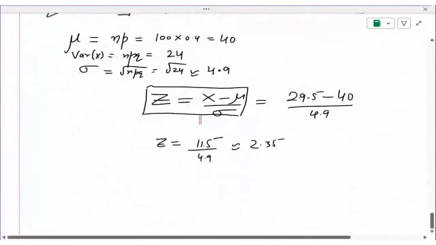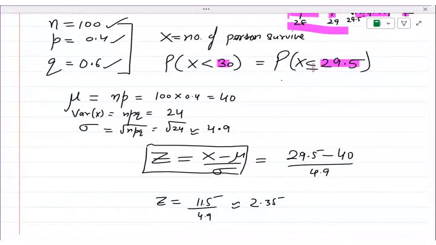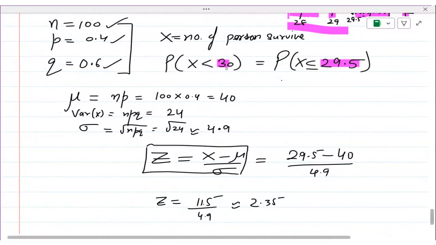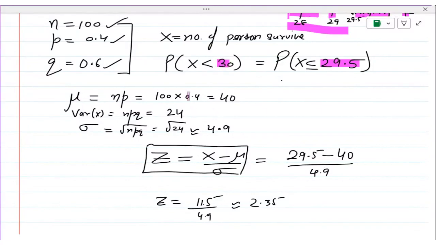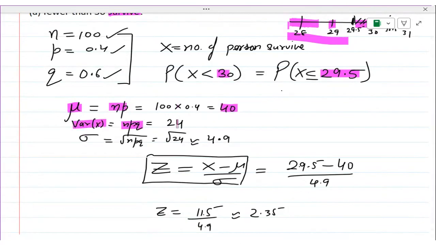So instead of finding less than 30, we have to find less than 29.5 due to continuity correction. X was discrete and we are considering it as continuous. 30 means 29.5 to 30.5, so we have to find less than actually 29.5. Now, what is the mean in the binomial distribution? Mean is np. We have found the mean, and then the variance. Variance was npq, which we found to be 24, but we need the standard deviation, which is the square root of the variance. The square root of 24 is 4.9.